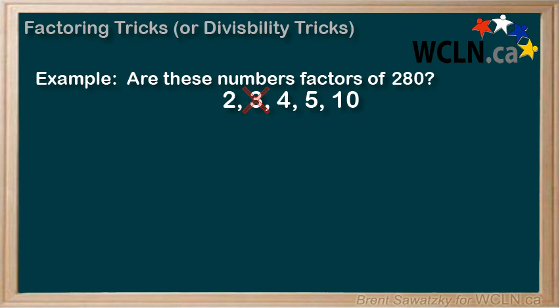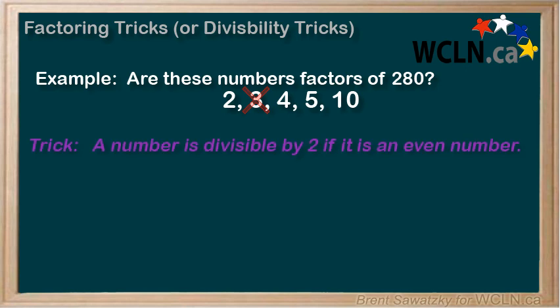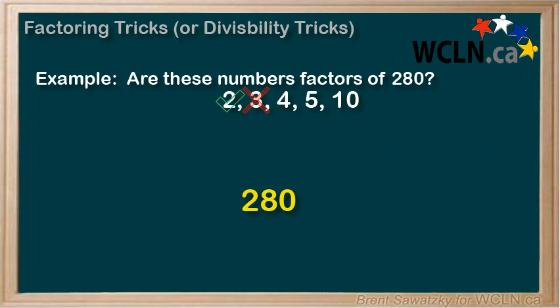How can you tell if a number is divisible by 2? If a number is an even number, then we know that the number can be split in half, or divided by 2. Since 280 ends in a 0, we know that it's even, and therefore 2 is a factor of 280.